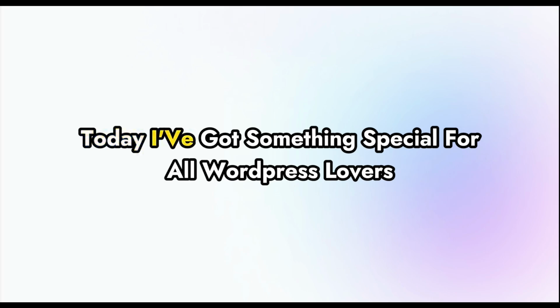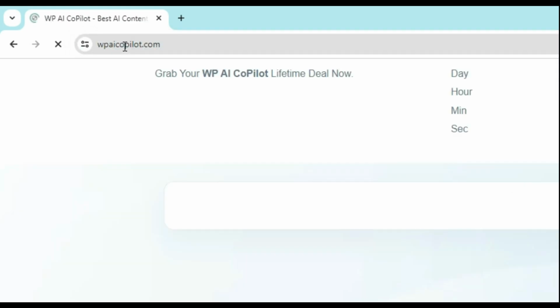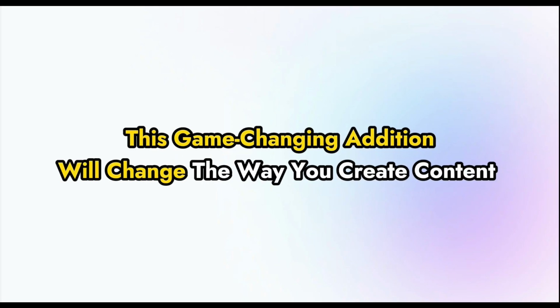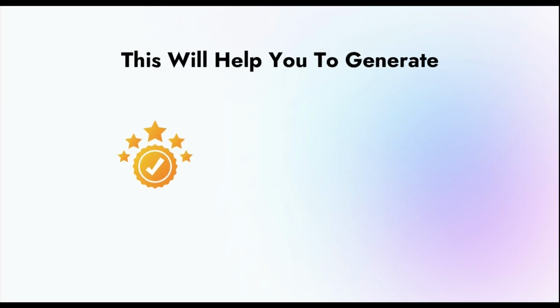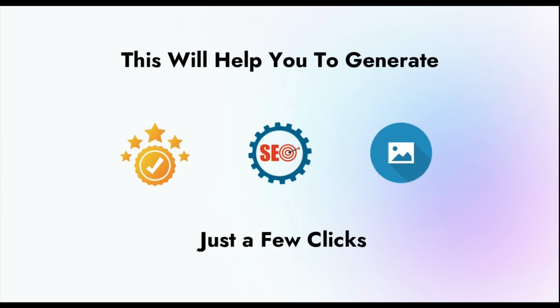So today I have got something special for all WordPress lovers. Yes, that's the moment we've all been waiting for. The Auto Blog Post Generator feature is now live in WPMESSIAH CoPilot. This game-changing addition will change the way you create content. This will help you to generate high-quality SEO-friendly posts with stunning images in just a few clicks. So let's see how it works.